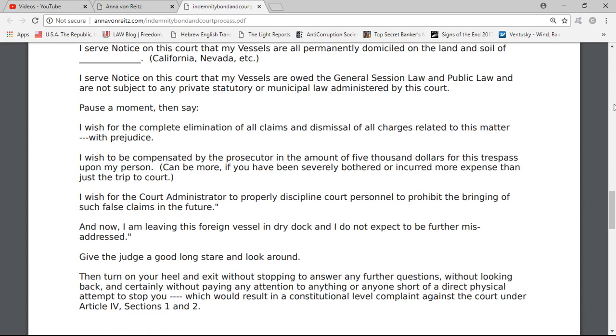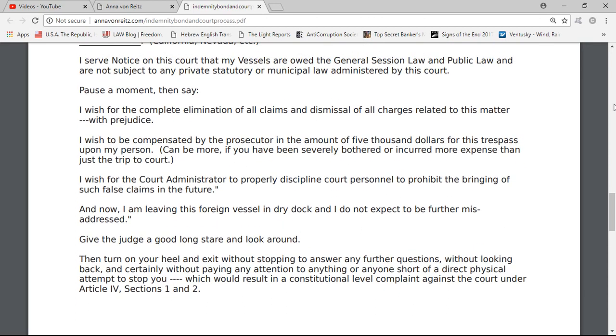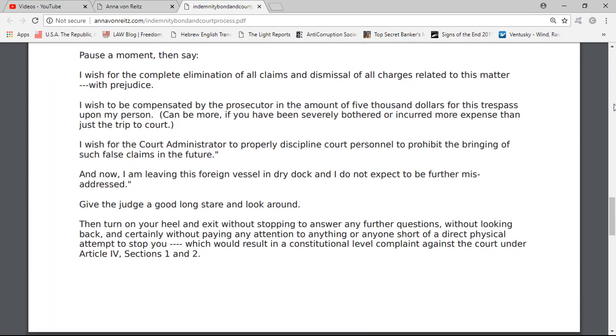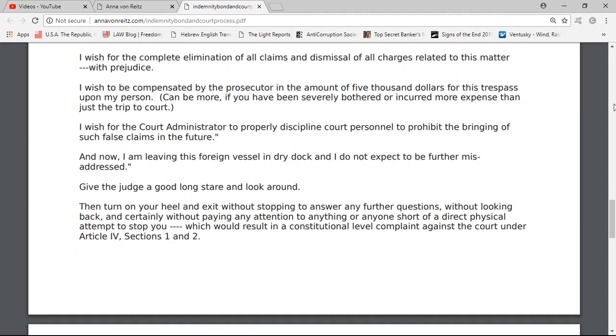I serve notice on this court that my vessels are all permanently domiciled on the land and soil of New York, in my case. I serve notice on this court that my vessels are owed the general session law and public law and are not subject to any private statutory or municipal law administered by this court. And again, you're going to be speaking this a lot slower and louder. Then pause a moment, and then it says, I wish for the complete elimination of all claims and dismissal of all charges related to this matter with prejudice.